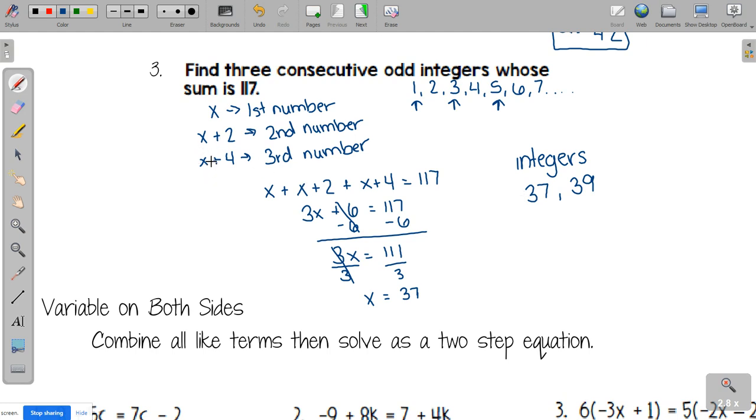And then 37 plus 4 is 41. So our answer is 37, 39, and 41. So if you add these 3 together, you would get 117. That one's a little tricky one.